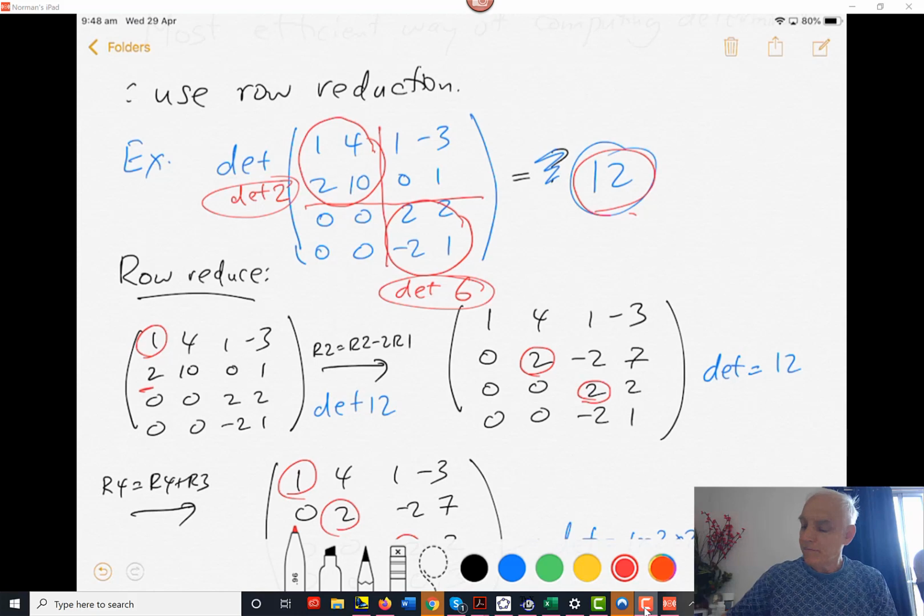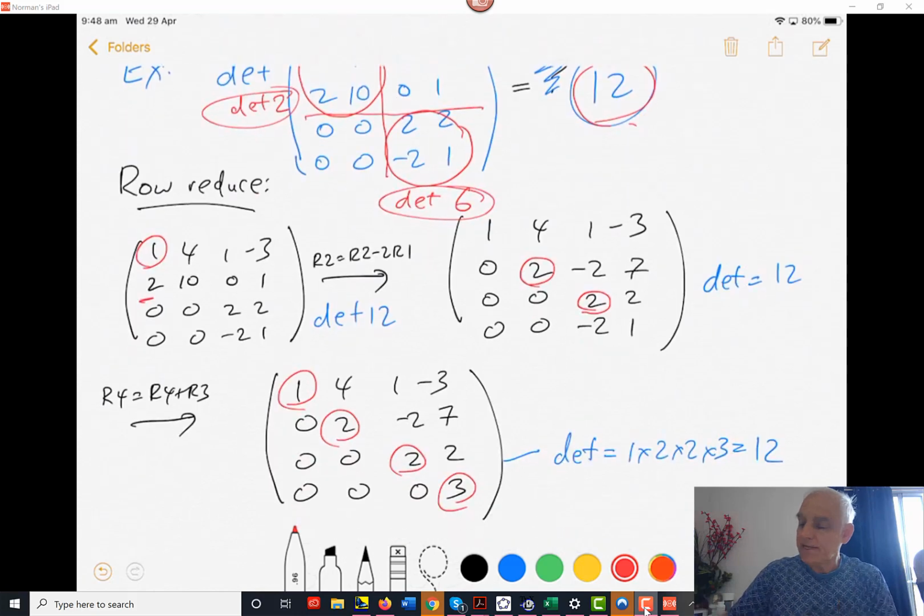Okay, but anyway, so that's an easy example of how we row reduce. We get to a row echelon matrix, and then we take the product of the diagonal entries and adjust it correspondingly for any swaps that we may have done and any multiplications of rows. Let's do another example.